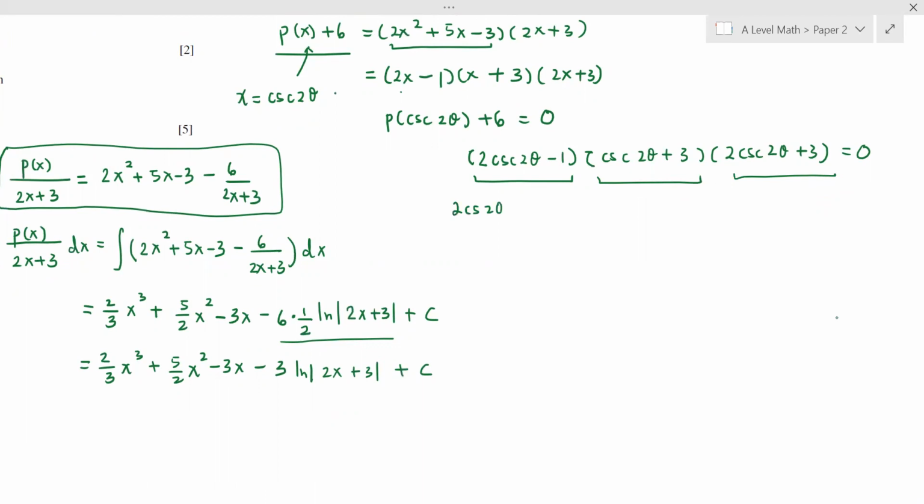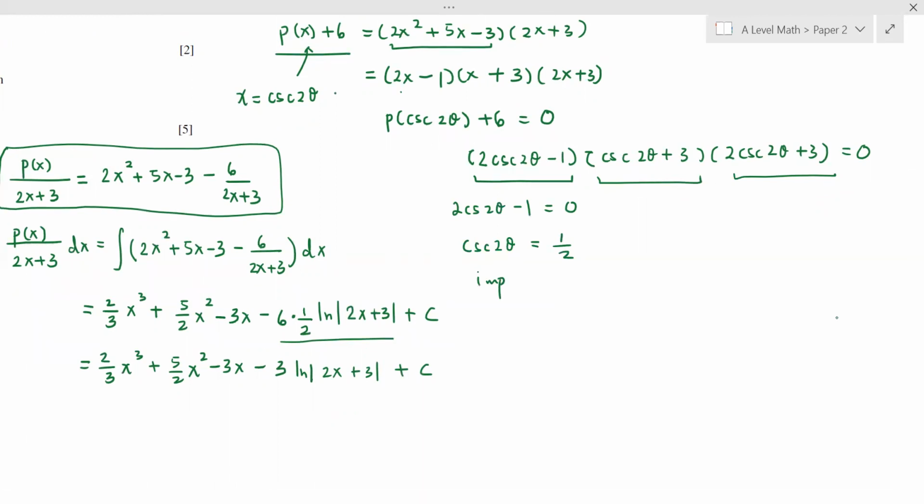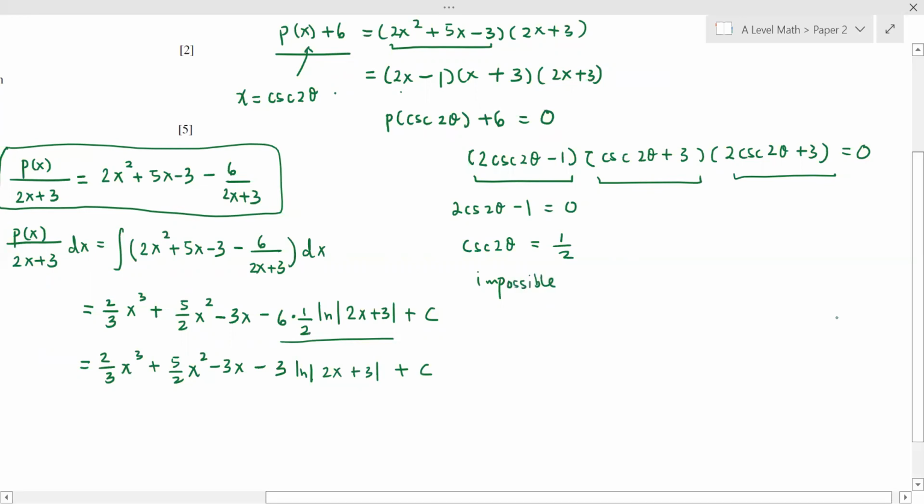2 cosecant 2 theta minus 1 equals 0. Isolating cosecant 2 theta, that is 1 over 2. Cosecant takes values that are greater than or equal to 1 or less than or equal to minus 1. A 1/2 is just not possible. This will not give us a solution, so let's just forget about it.